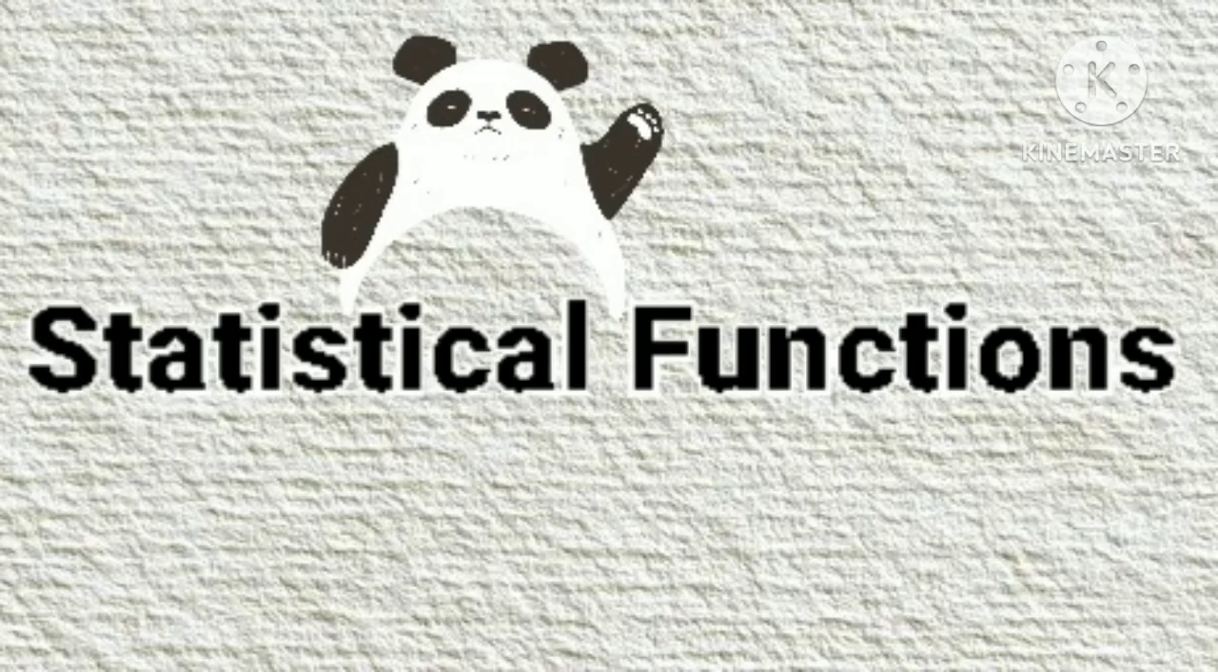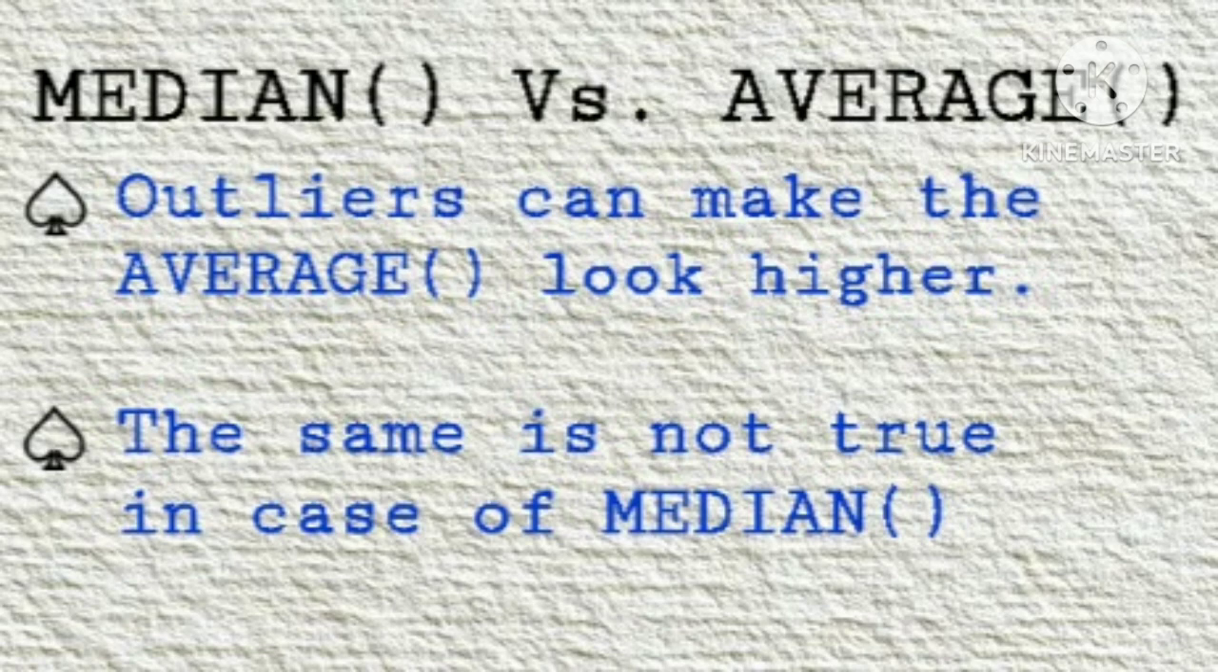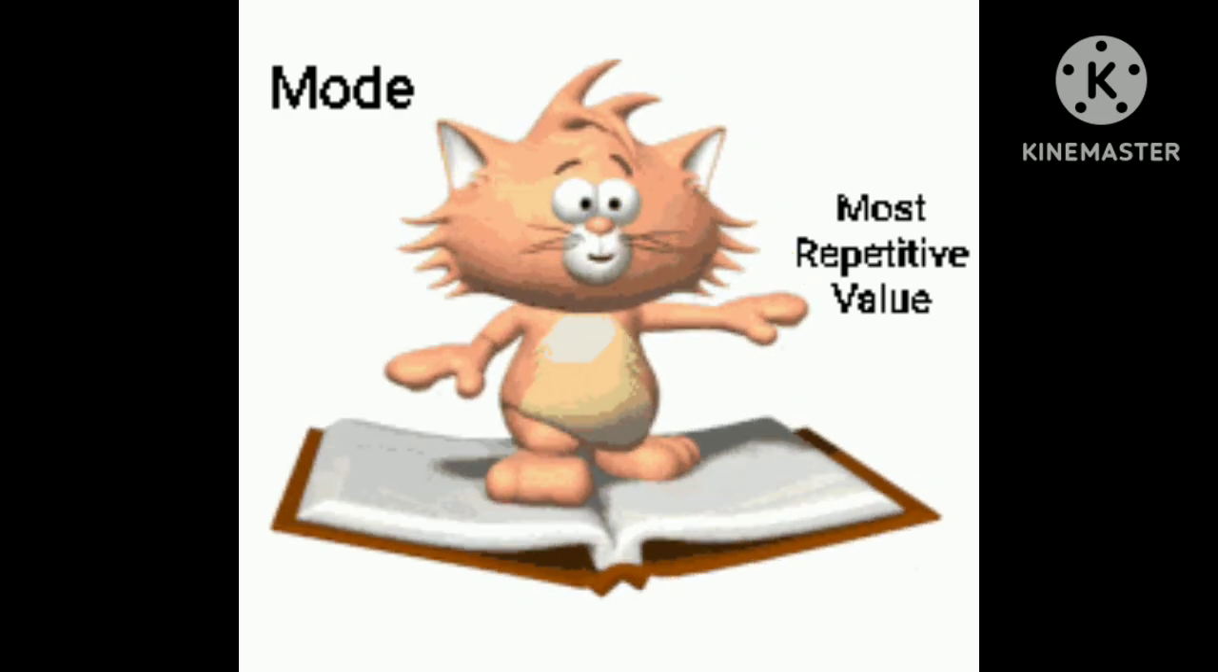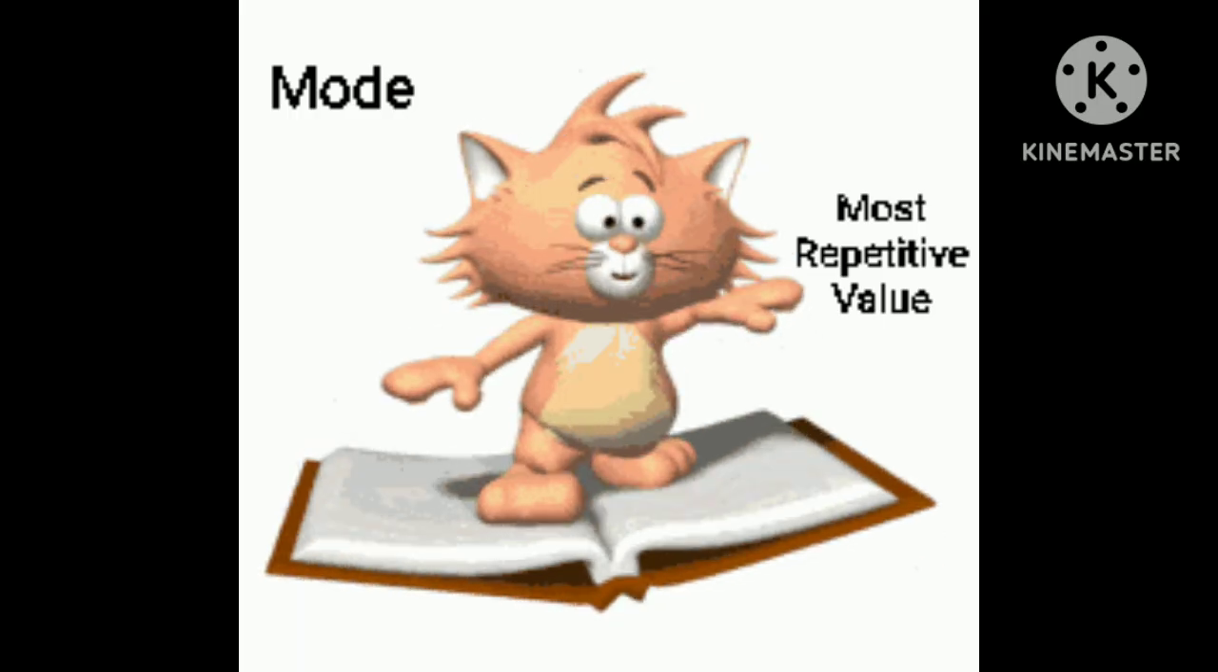I then moved into statistical functions. I revisited why median is often preferred over average when outliers are present, since extreme values can skew the average. Standard deviation helped explain how spread out the data is, while quartiles added more clarity, especially when identifying where the middle portion of the data falls. Mode felt familiar, straight out of basic statistics.